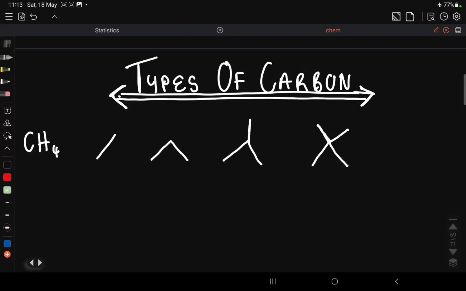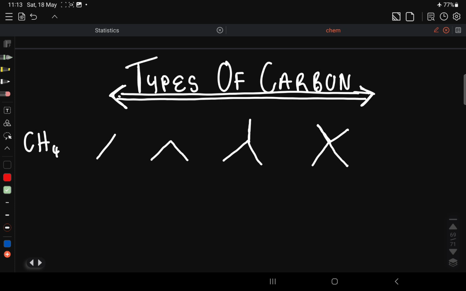Types of carbon. This is important. Let's see what it is. It's going to even help us be able to recognize them in compounds and then know what type of a compound it is. So when we say types of carbons, we mean, is it primary, is it secondary, is it tertiary, or is it just a methyl?